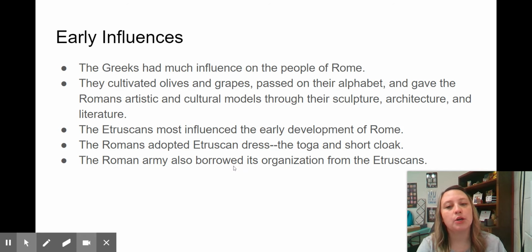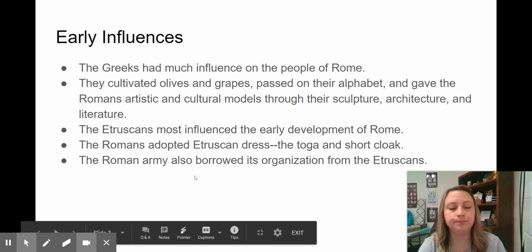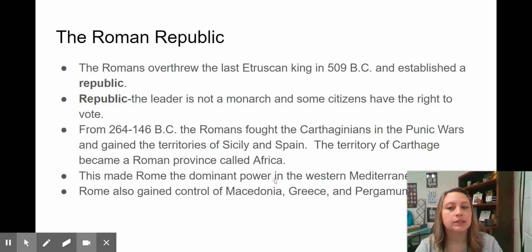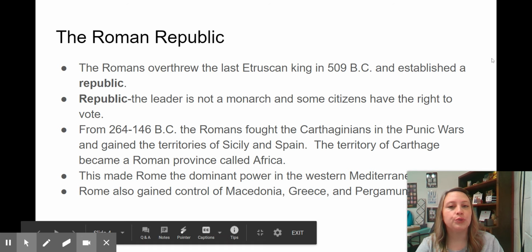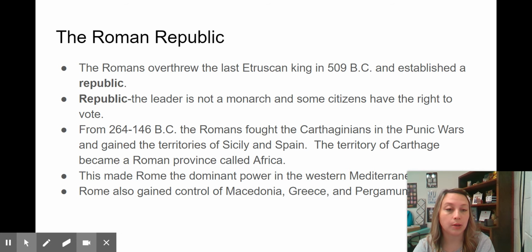The Etruscans most influenced the early development of Rome. So the Romans adopted Etruscan dress, which is like the toga and the short cloak. And the Roman army also borrowed its organization from the Etruscans. So the Romans overthrew the last Etruscan king in 509 BC and established a republic.